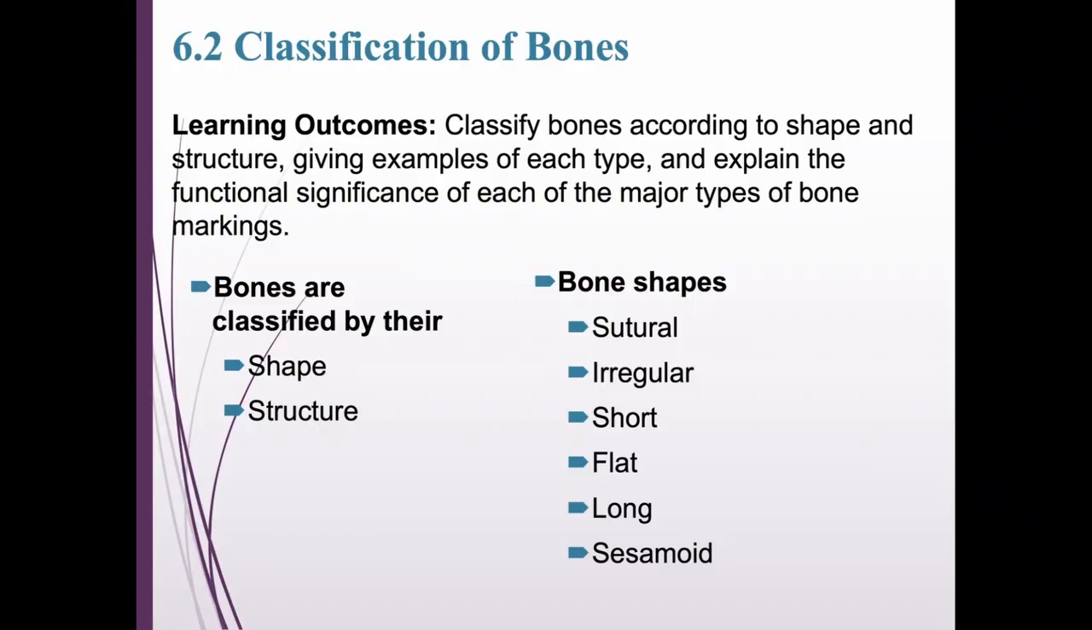Additional learning outcomes that we're going to cover is how to classify bones. The bones are going to be classified by their shape, their structure, what types of shapes. You're going to find specific types of bone shapes: sutural, irregular, short, flat, long, and sesamoid. This is really important for you to understand, how bones are classified, and be able to know by looking at a bone what its classification is.